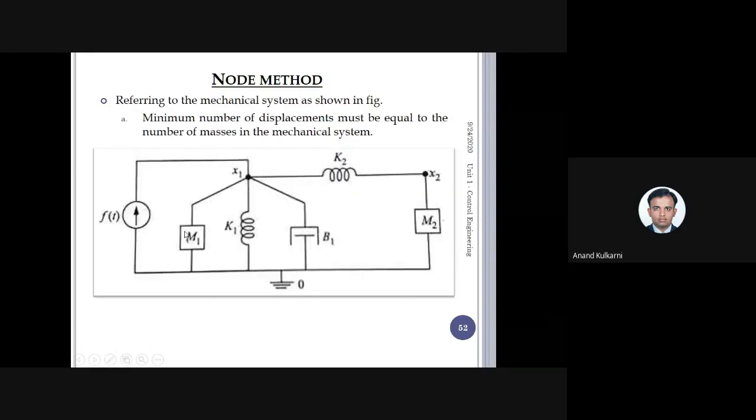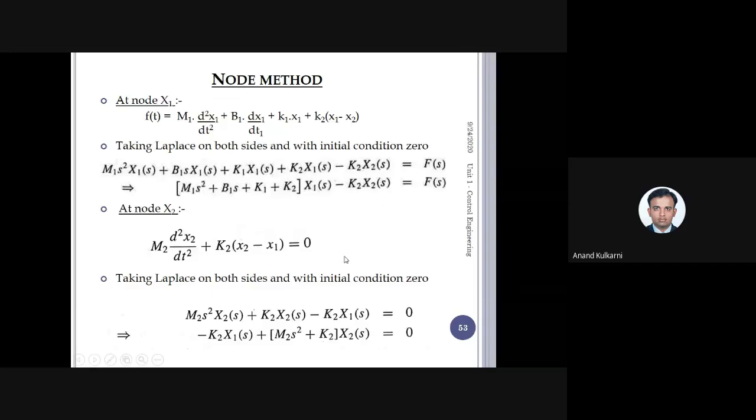Now, similarly, what is the equation at node 2? The equation at node 2 should be equal to 0. So the summation of these two is nothing but m2 into d square x2 by dt square plus k2 into x2 minus x1, that is equal to 0. That is written here: m2 into d square x2 by dt square plus k2 into x2 minus x1, equal to 0. So these two terms have been written. Now, what is the next step we'll have to do? We'll have to take the Laplace transform on both sides.